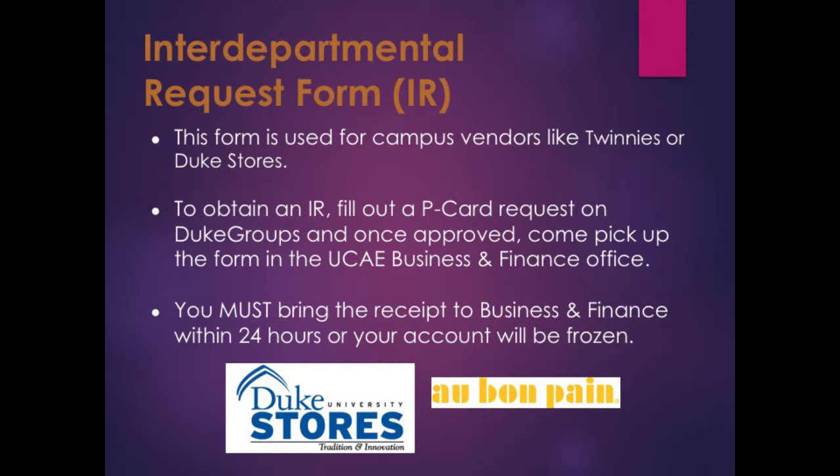The easiest way to spend your student organization's money is by interdepartmental request, or an IR. IRs can be used at any vendor, store, or restaurant on campus. To get an IR, you'll submit a P-card request on Duke Groups. Once the purchase is approved on Duke Groups by the Business and Finance Office, the individual who submitted the request can just come to the Finance Office to pick up the form. It acts like a permission slip, and you simply give it to the campus vendor to complete your payment.